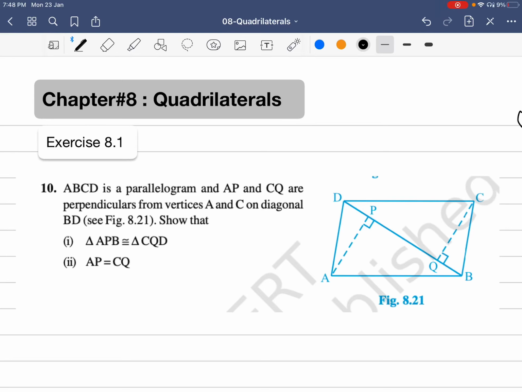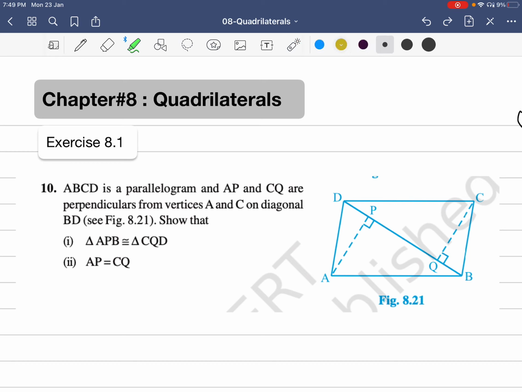So in this video, we continue solving problems from exercise 8.1 from chapter number 8, quadrilaterals. So here we are going to solve problem number 10. Let's read what the problem is. ABCD is a parallelogram and AP and CQ are perpendiculars from vertices A and C on the diagonal BD.